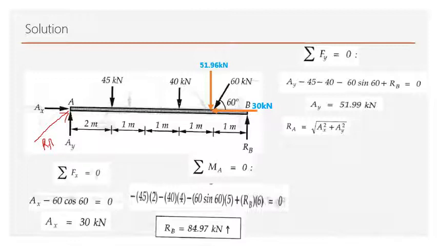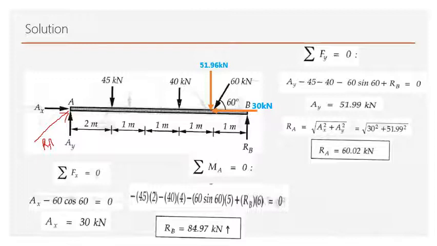RA is equal to under the root. You know how to find the resultant reaction, that is equal to nothing but under the root sigma H square plus sigma V square, or sigma Fx square plus sigma Fy square. That is what we are applying here. RA is equal to under the root of Ax square plus Ay square. So Ax is 30 kilonewton. Just now we have found out Ay is 51.99 kilonewton. Substitute, we get the total reaction at end A as 60.02.